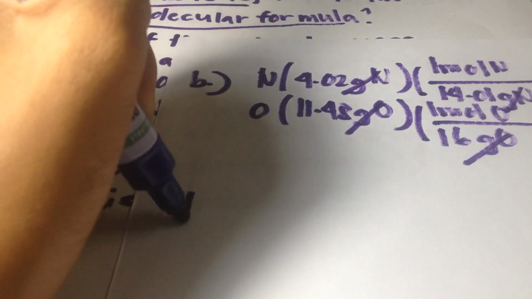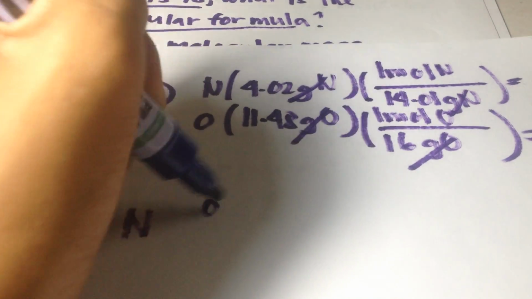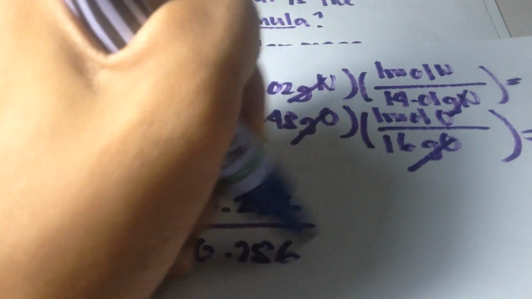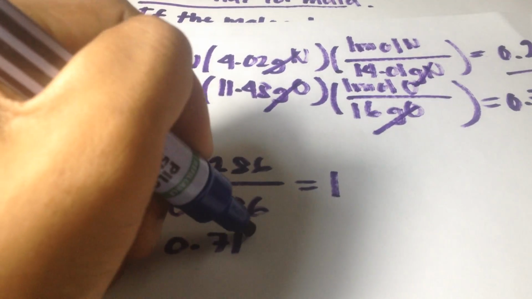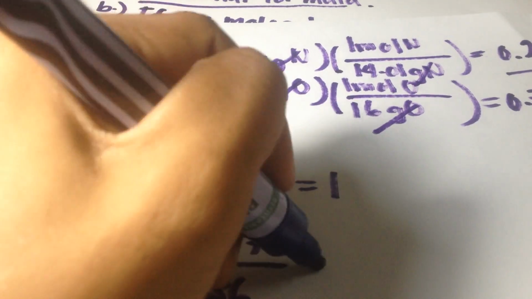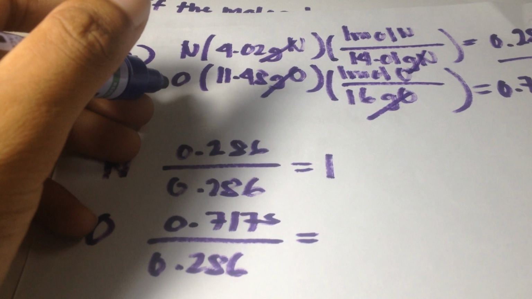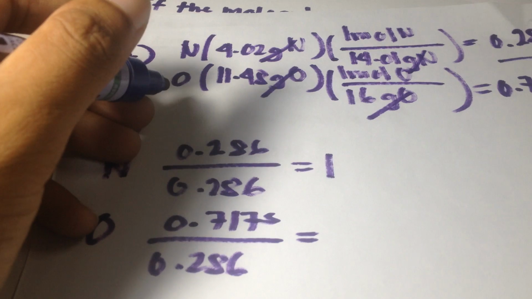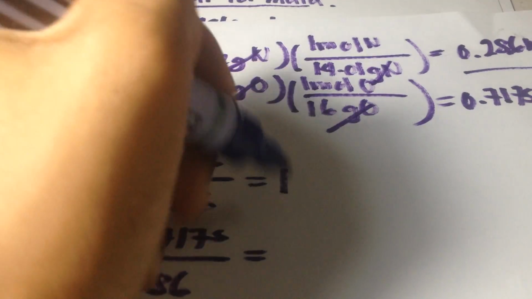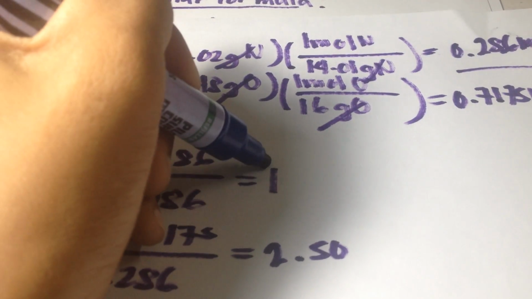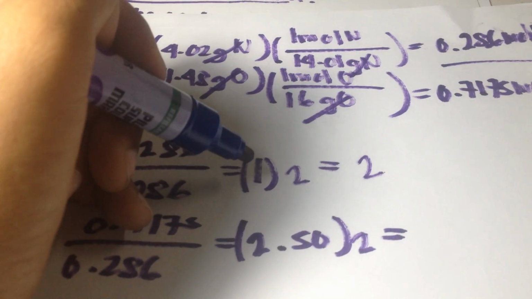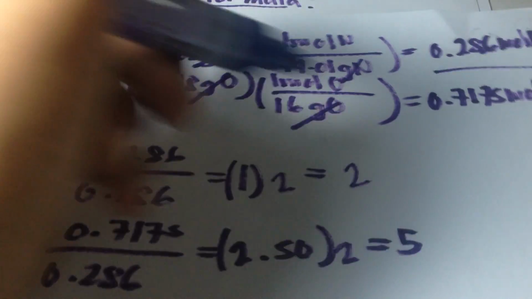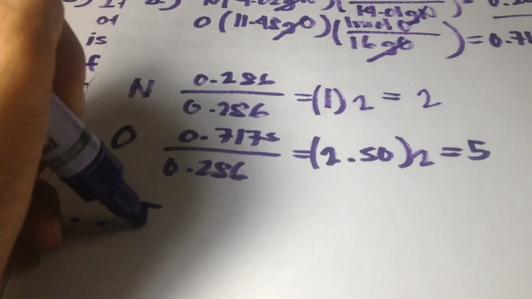Okay, so which is the lower? It is nitrogen. So in nitrogen we have 0.286, and 0.286 divided by 0.286 is equal to 1. And how about oxygen? Oxygen has 0.7175. 0.7175 divided by 0.286 is equal to 2.50. So we need to multiply by 2. 2.5 times 2 is equal to 5.